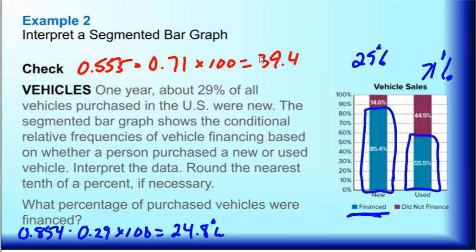Now I'm going to take my two percentages, 39.4, and add 24.8. That should give us the total amount that were financed. So 39.4 plus 24.8 gives us a total percentage of 64.2%. So that is our lesson on summarizing categorical bivariate data.